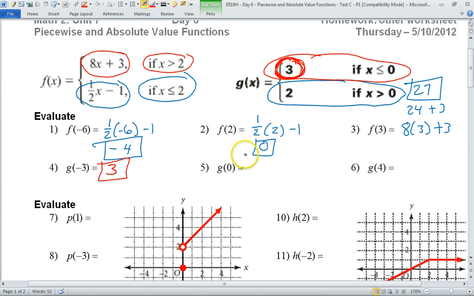Okay? Back to Irvine. G at 0. Red or blue? Red. What's the answer? 3. Nailed it. As soon as you see it's going to be the red and all you've got is a number, that's the answer. 3.